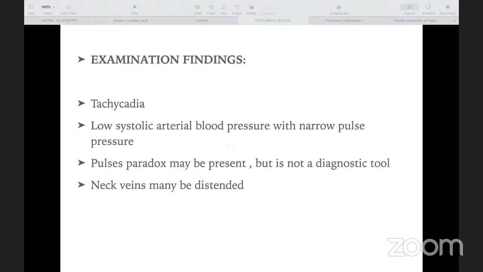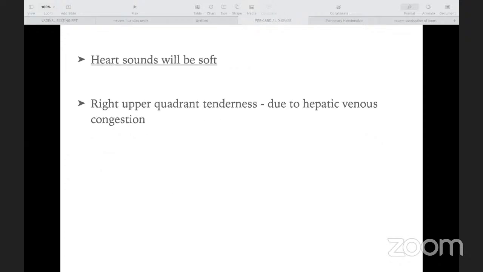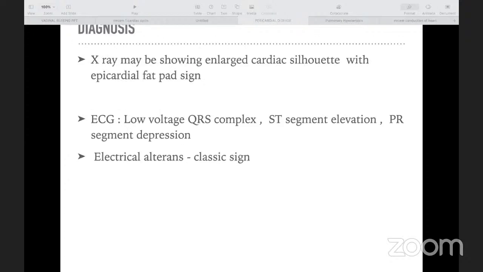Examination findings: the patient will be having tachycardia and low systolic arterial blood pressure with narrow pulse pressure. Pulsus paradoxus may be present, but it's not a diagnostic tool. Neck veins may be distended. The heart sounds will be soft. There may be right upper quadrant tenderness due to hepatic venous congestion. Then diagnosis: the X-ray may be showing a large cardiac silhouette with epicardial fat pad sign, and the ECG may be showing low voltage QRS complexes, ST segment elevation, and PR segment depression, and electrical alternans, which is a classic sign due to the pendular motion of the heart in the pericardial fluid.